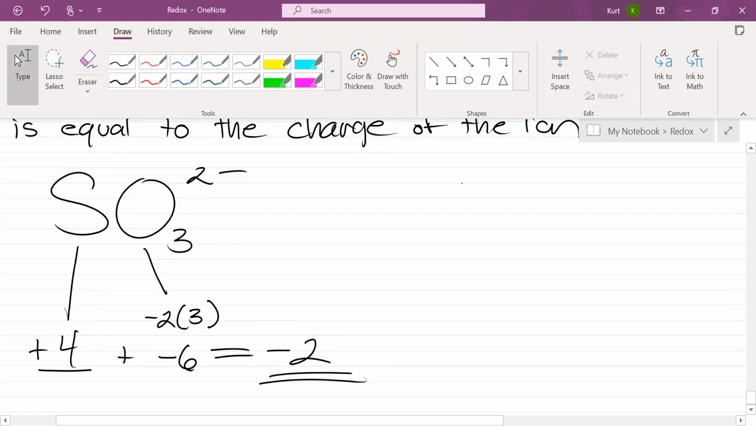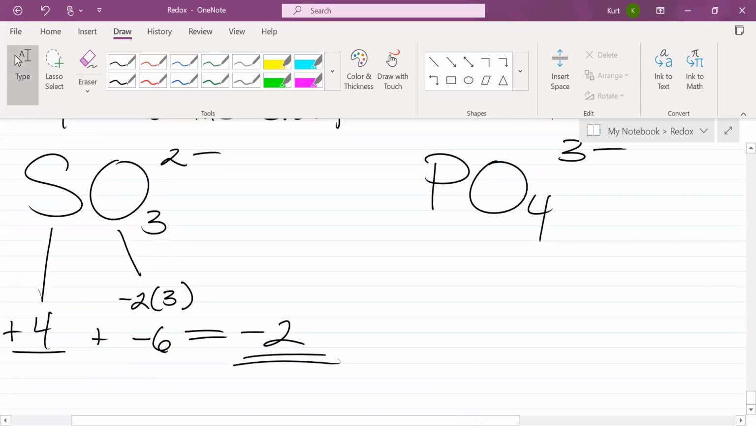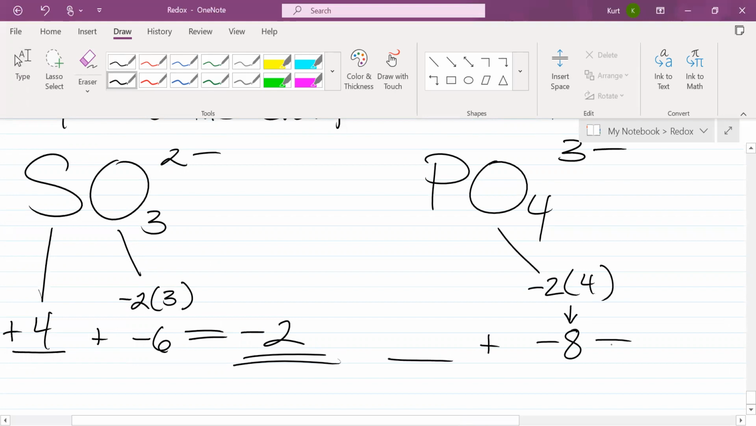Let's do one more. Phosphate. Does this have a charge? Yes, it is -3. What is the oxidation number of oxygen? -2. How many oxygens are there? What is -2 times 4? -8. What must the sum of both of these numbers be? -3. So what plus -8 equals -3? Phosphorus is going to be +5.